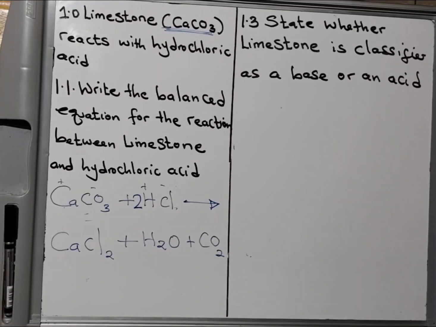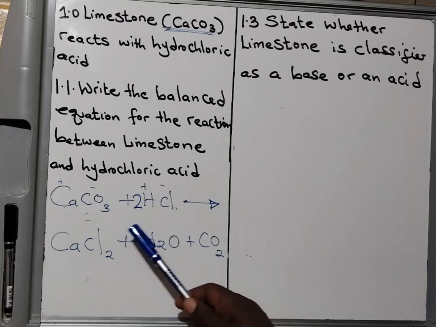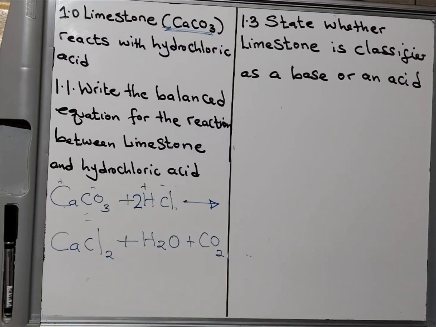Then comes question 1.3. It says state whether limestone is classified as a base or an acid. So what is the category of calcium carbonate? The answer is that it's basic. There are several properties which show that it's basic, and one of them is the ability to react with an acid. That's one of the properties which shows that it's basic in nature.